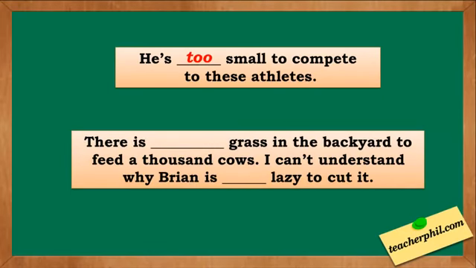The last one, there is blank grass in the backyard to feed 1,000 cows. I can't understand why Brian is blank lazy to cut it. The correct answers are enough and too. There is enough grass in the backyard to feed 1,000 cows. I can't understand why Brian is too lazy to cut it. Did you get them right?